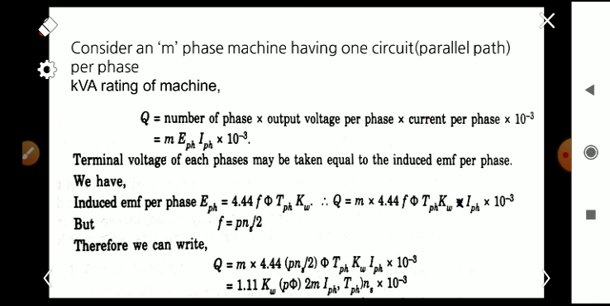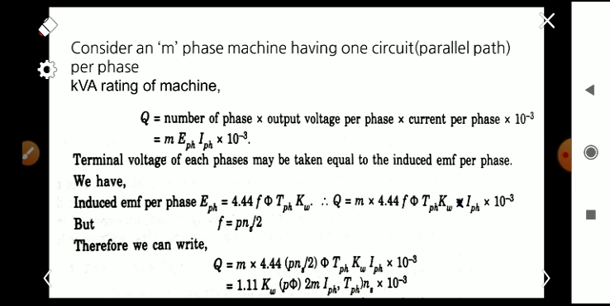Here the terminal voltage of each phase may be taken equal to the induced EMF per phase. Therefore, instead of V phase, we write E phase. We know the equation for E phase, that is the induced EMF per phase: E phase equal to 4.44 f phi T phase into kW, that is for a rotating machine. Here f is the frequency, phi is the flux per pole, T phase is the turns per phase, and kW is the winding factor.